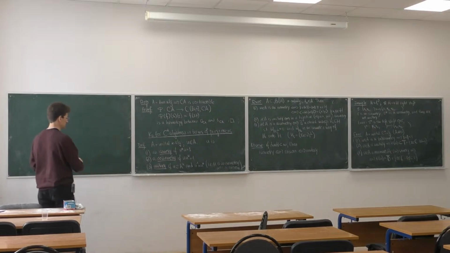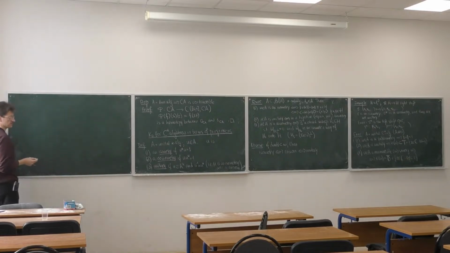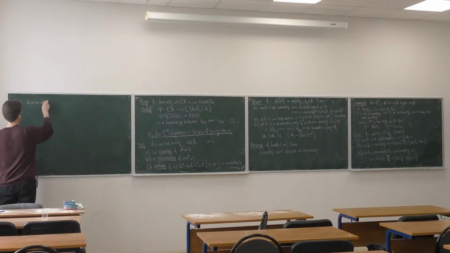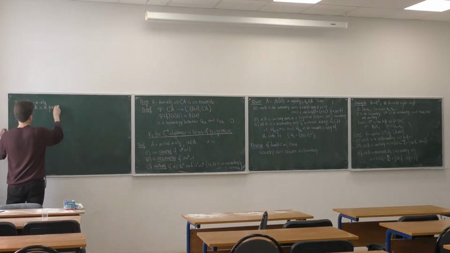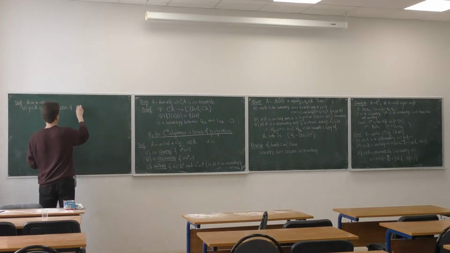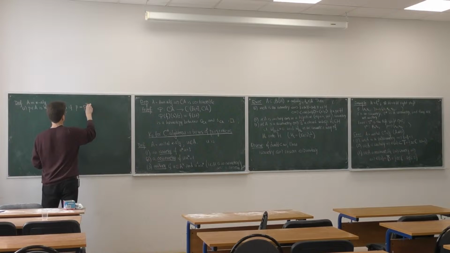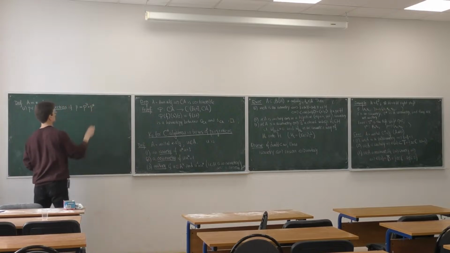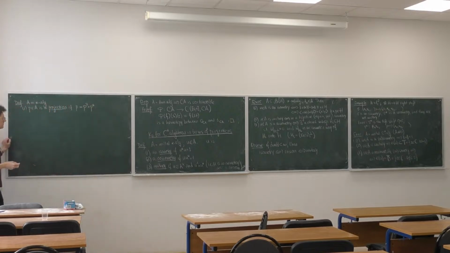Okay, let's now introduce some other types of elements in star algebras. Suppose that A is a star algebra. At this point, we don't assume that it's unital. And we say that an element little p in A is a projection if p is a self-adjoint idempotent.